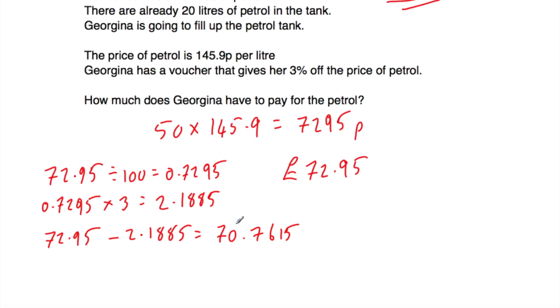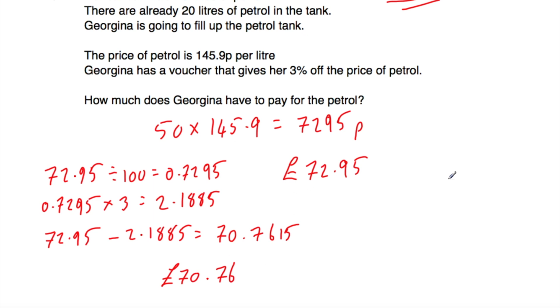So that's the price of the petrol. Now actually it says how much does Georgina need to pay for the petrol. Here we're dealing with pounds, and we've gone past the pennies, so we're going to round this. I'm going to say it's going to cost her £70.76. You could say £70.77, perhaps the petrol station may round up and give her less of a discount, but I would just round it to the nearest penny and write down £70.76.